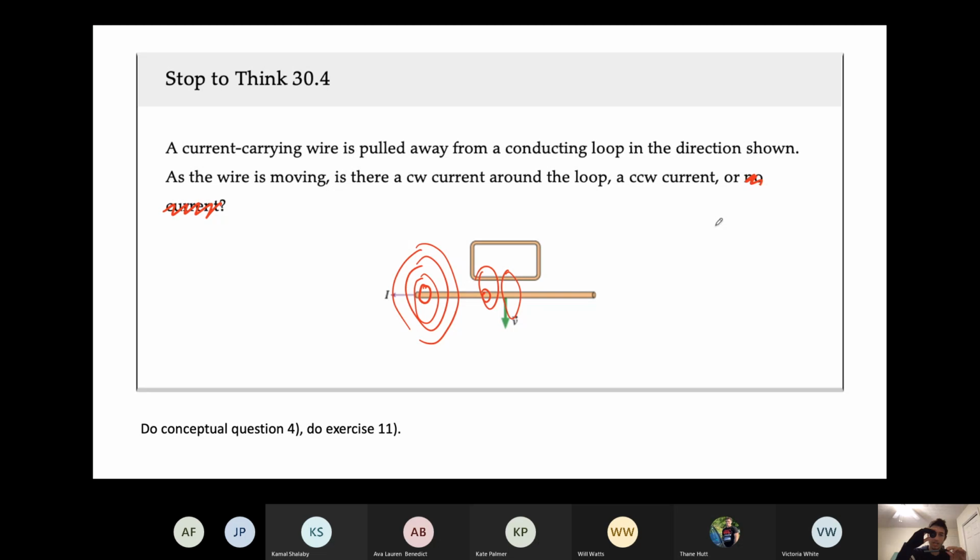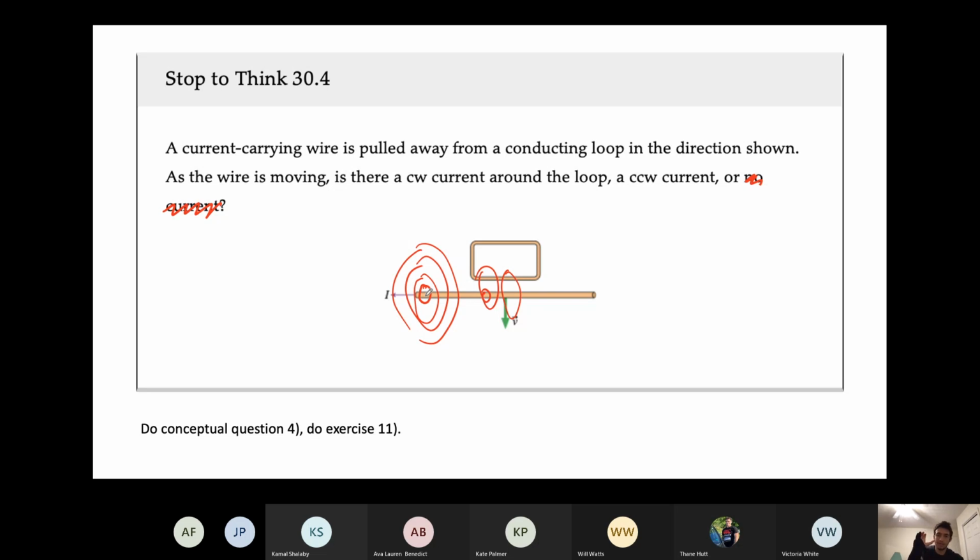It wants to reproduce the magnetic field in the other way. So that means there will be a current in the wire, and that's why there has to be a current in the wire. Now the question is, what would be the current? So the first question is, we need to find the direction of the magnetic field produced by the wire. The current is going to the left.